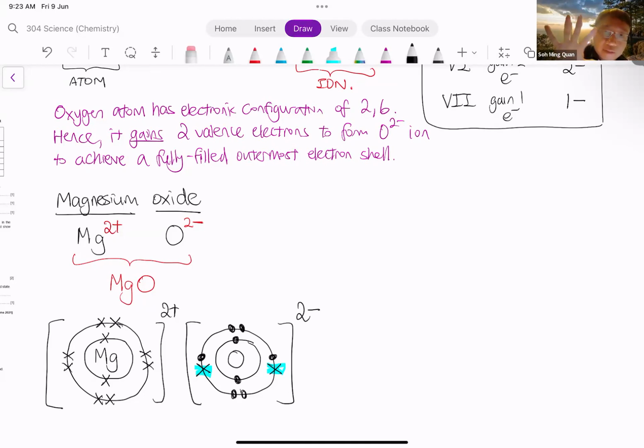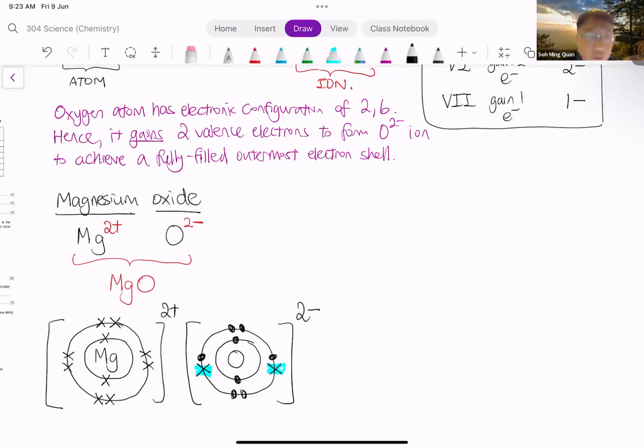So let's revise the steps. Whenever you're asked to draw the dot and cross diagram for an ionic compound, firstly, you know it's ionic because it's a metal and a non-metal, magnesium and oxygen. Next, once you know it's ionic, you must write out the charges, in this case Mg2 plus and O2 minus. You must write out the charges first. Once you know the charges, then you know the formula. Because it's 2 plus and 2 minus, just one magnesium and one oxide ion will do. It balances out, so it's MgO.